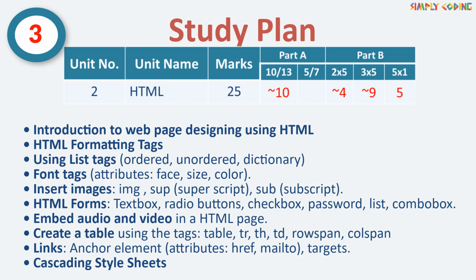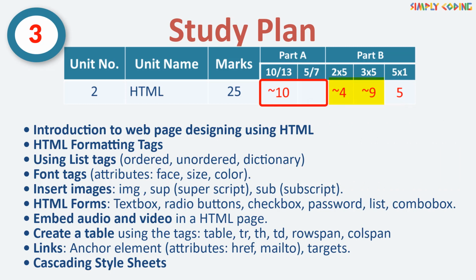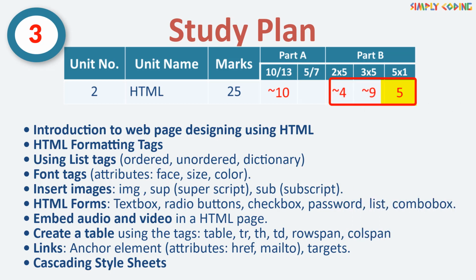When you are doing this topic, you have to focus on usage of each tag and remember all its attributes and its values. In part A, the 10 1-mark questions will typically be all around identifying the right tag or attribute for a given situation or usage of tag. In part B, the 2 and 3-mark questions are descriptive questions, like explaining how to create a list, a table, a form, or inserting audio or video, or using sub, or inserting links or images. The 5-mark question would have choice.